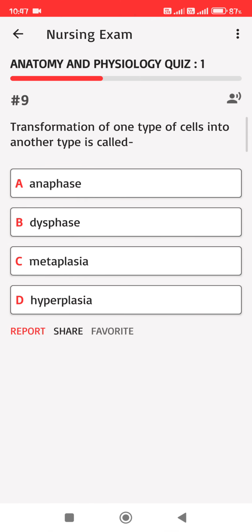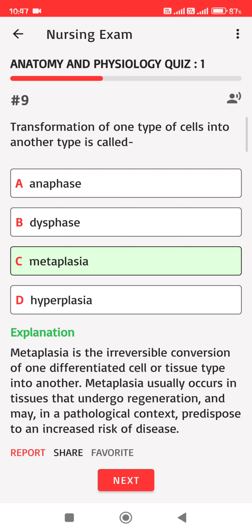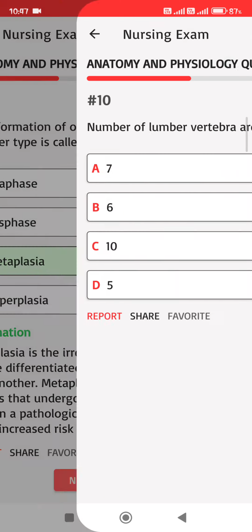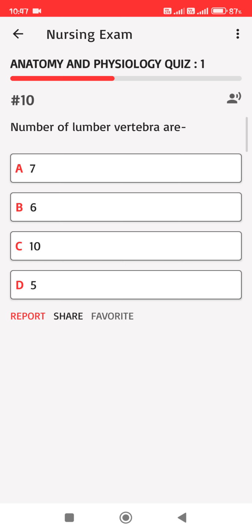Transformation of one type of cells into another type is called A. Anaphase, B. Dysphase, C. Metaplasia, D. Hyperplasia. Correct answer: C. Metaplasia is the reversible conversion of one differentiated cell or tissue type into another. Metaplasia usually occurs in tissues that undergo regeneration, and may, in a pathological context, predispose to an increased risk of disease.